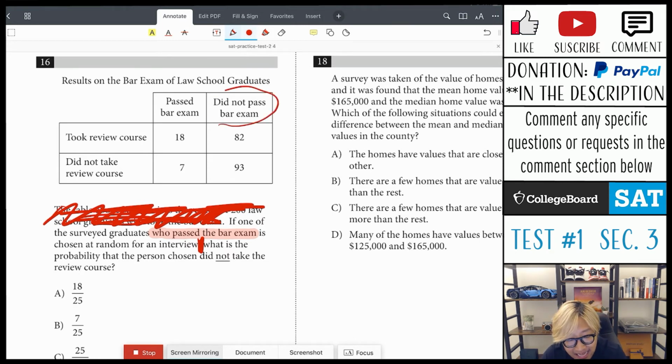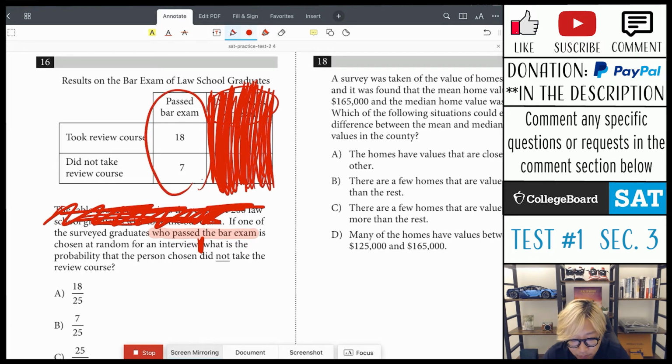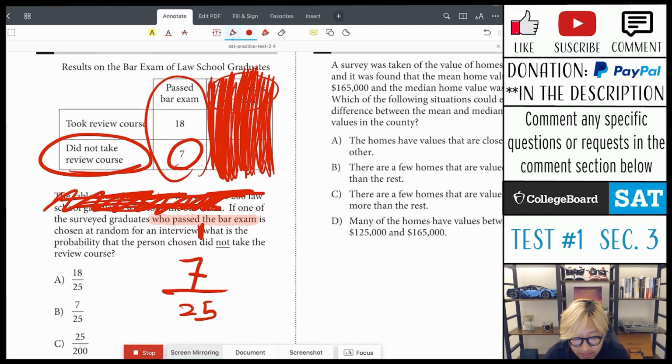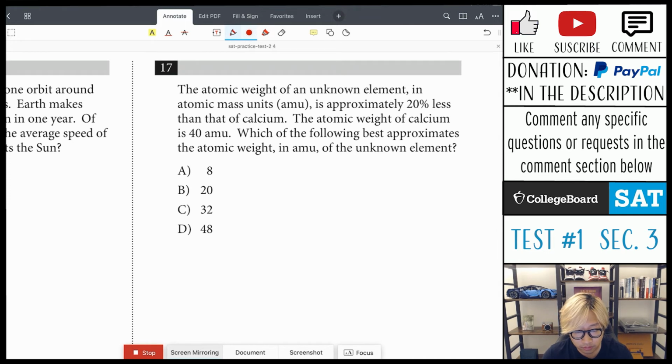So this did not pass bar exam part. Just please get it out of your sights. Just don't even look. Just scratch it off of your paper. We're only looking at these people. So out of 25 we're picking, what is the probability that the person chosen did not take the review course? 7 of them. So the answer should be 7 out of 25. The answer is B.